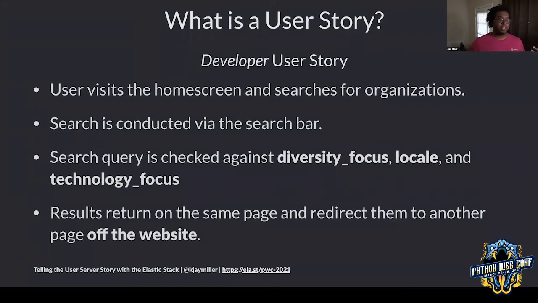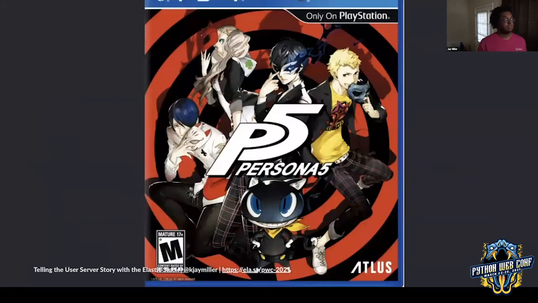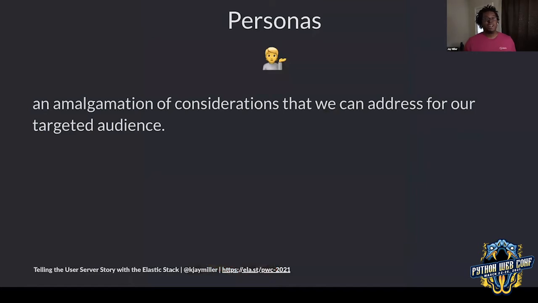In fact, we have a thing that we use where we create an amalgamation of a user based on some characteristics of the global set, not the individual. And these are called personas. Oh, sorry, not that personas. These are called personas. A persona is an amalgamation of all of those different considerations that you want to address in your site.